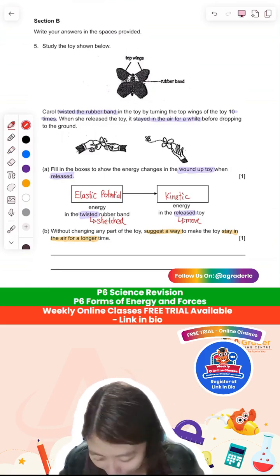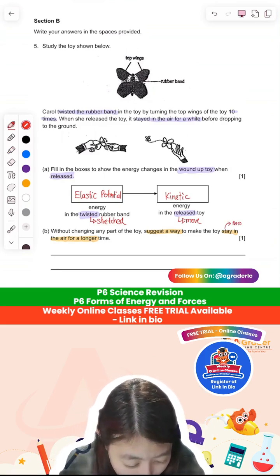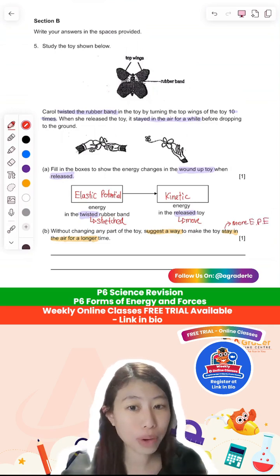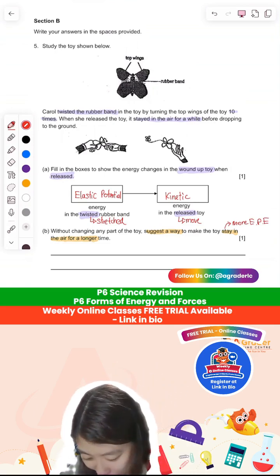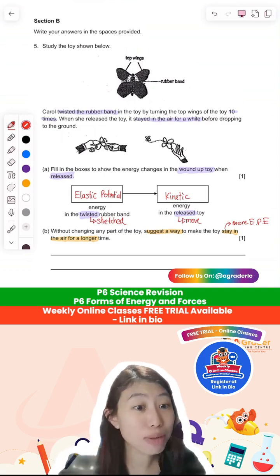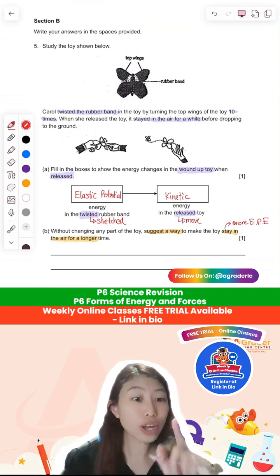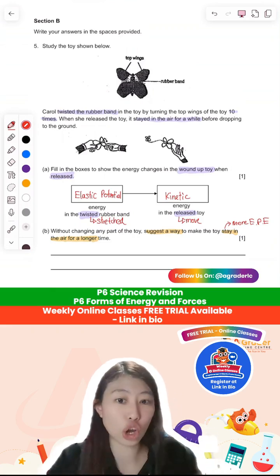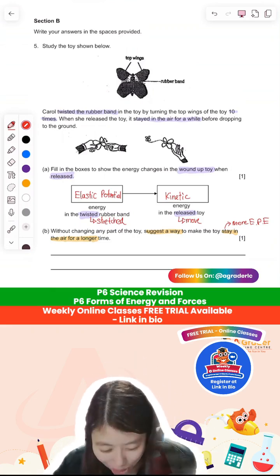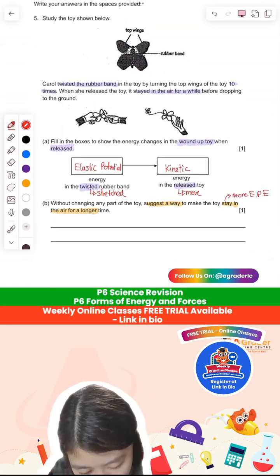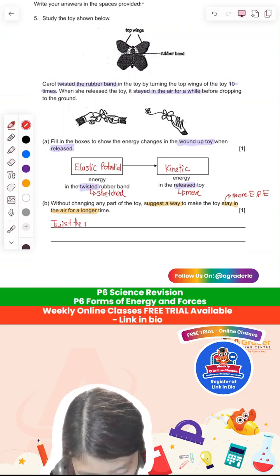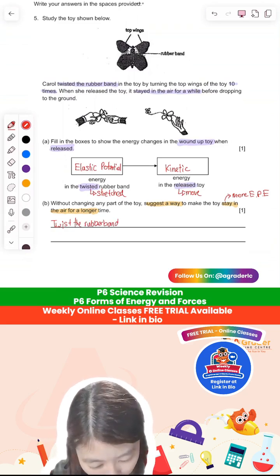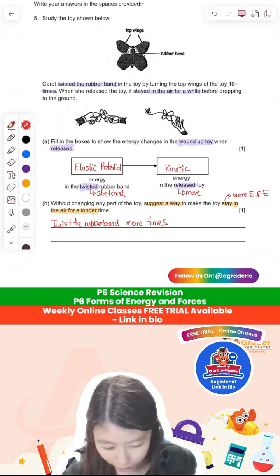Staying in the air longer means that you need more elastic potential energy. So if I want more elastic potential energy, I can twist the rubber band more times. Very good. How do I stretch? You got the idea there, Mio. Stretching the rubber band longer. But in this case, how do I stretch it longer? I twist it. So, suggest a way I can twist the rubber band more times.